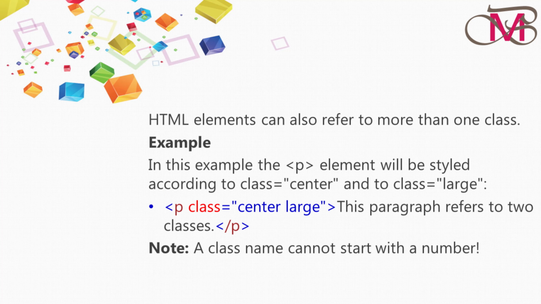HTML elements can also refer to more than one class. Example. In this example, the P element will be styled according to class equals center and to class equals large. P class equals center large. This paragraph refers to two classes. /P. Note, a class name cannot start with a number.